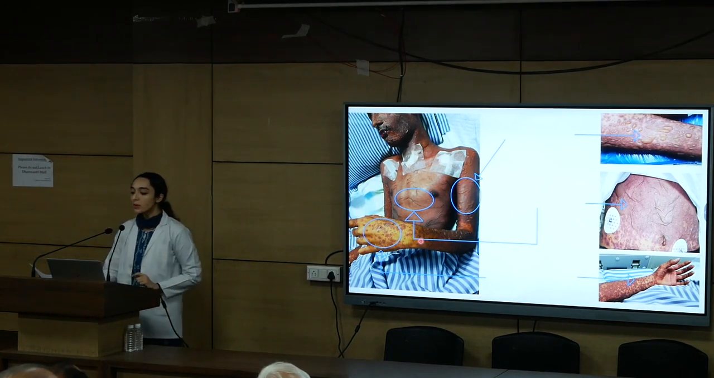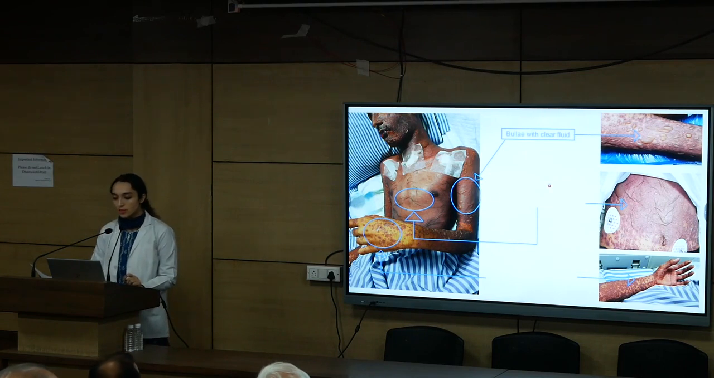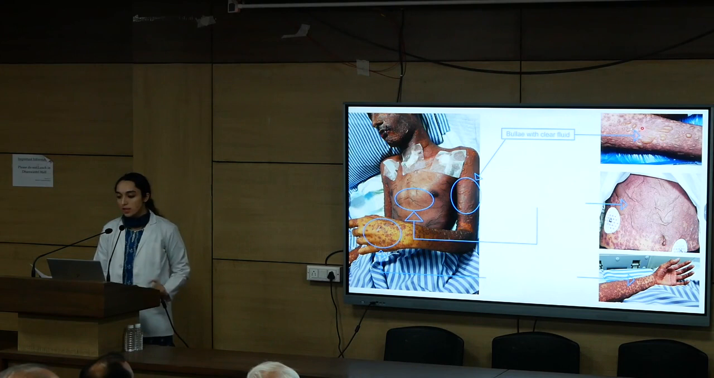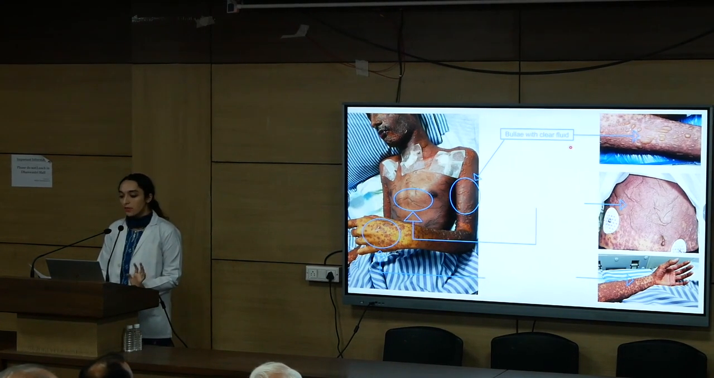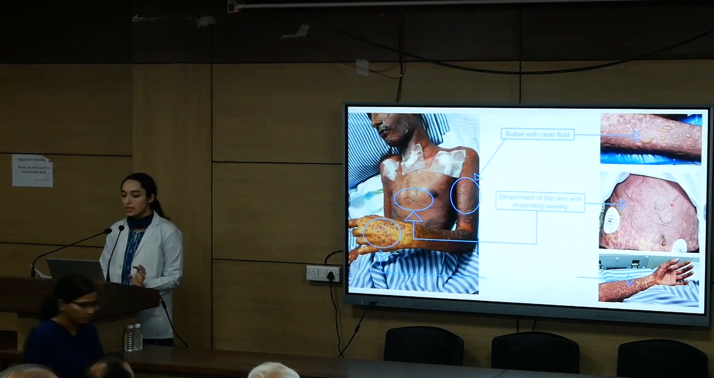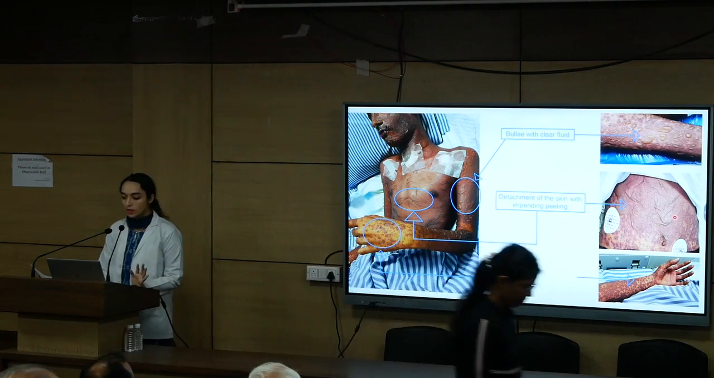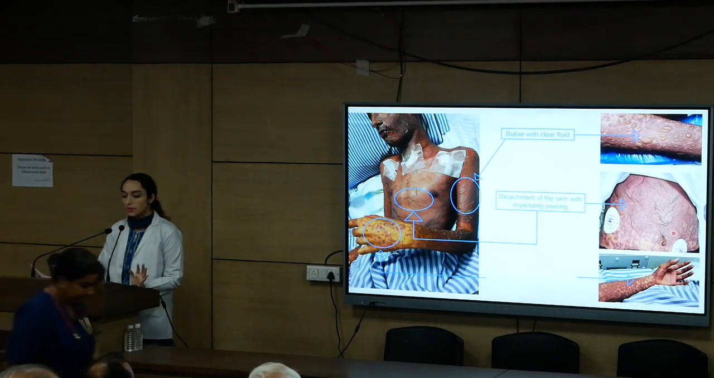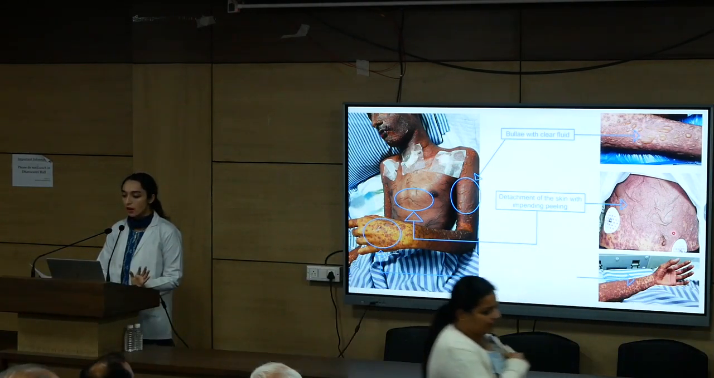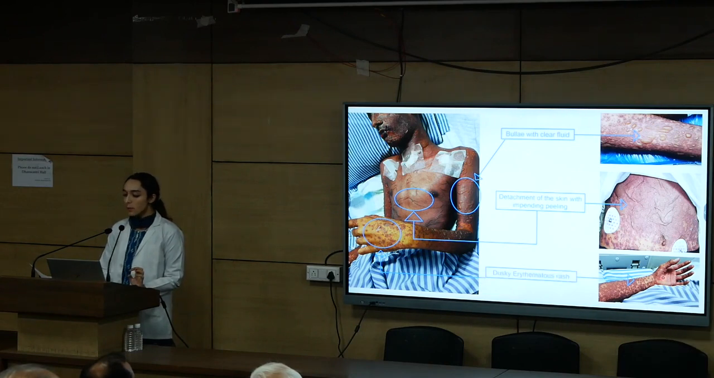So there are multiple clear fluid-filled vesicobullous lesions present. Here we can see multiple bullae and vesicles over the forearm. It was present all over the body. We can also appreciate the detachment of the skin. Here we can see the detachment of the skin with impending peeling. The peeling has not yet occurred. There is only the detachment which can be seen in this patient over the trunk. And also we can see multiple discrete to confluent dusky erythematous macular lesions present over the forearm and the hand in this case.